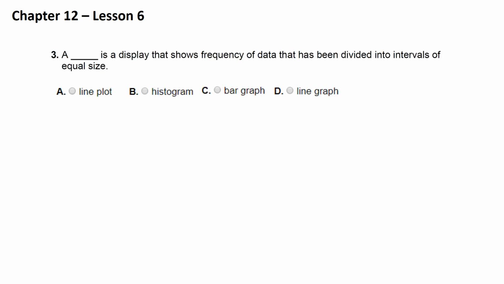Question 3. A blank is a display that shows frequency of data that has been divided into intervals of equal size. That would be a histogram, B.